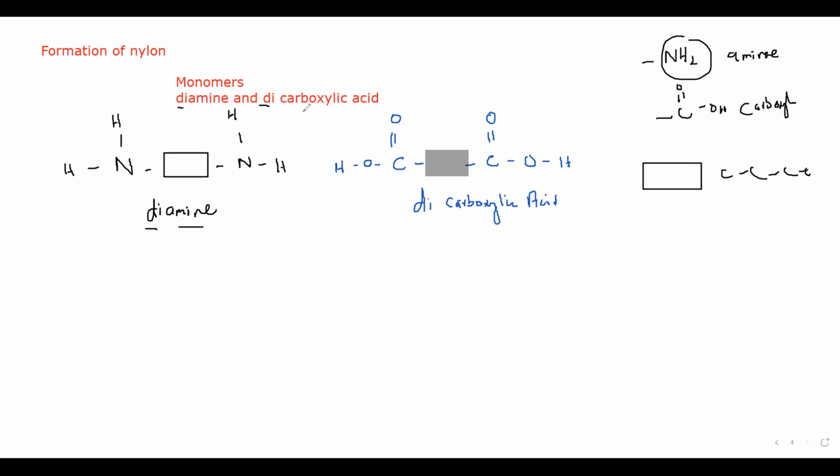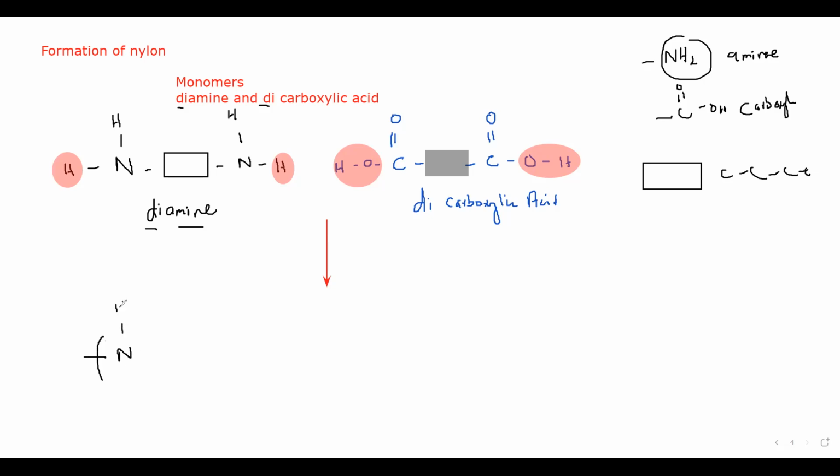What happens in this polymerization? To form a polymer, to link them together, they should release water. How will they release water? The amine group will lose its H, and the carboxylic group will lose its OH. So when they form a polymer, the H and OH are removed.